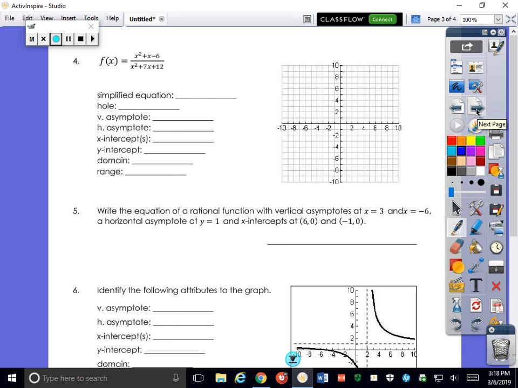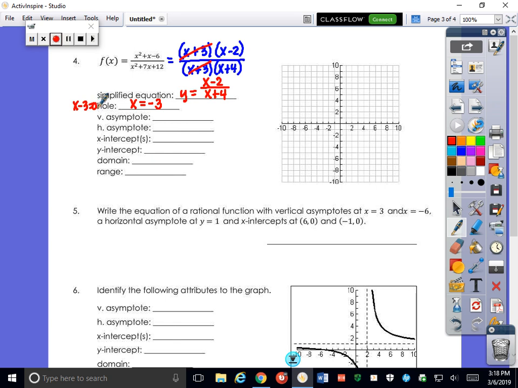All right, the last, or almost. So we've got x, two factors of -6 that add up to 1 are going to be +3 and -2. And two factors of 12 that add up to 7 are going to be x plus 3 and x plus 4. So my x plus 3's are going to cancel, and my simplified form is going to be x minus 2 over x plus 4. So the hole is going to be at -3. That's the canceled term equal to 0.